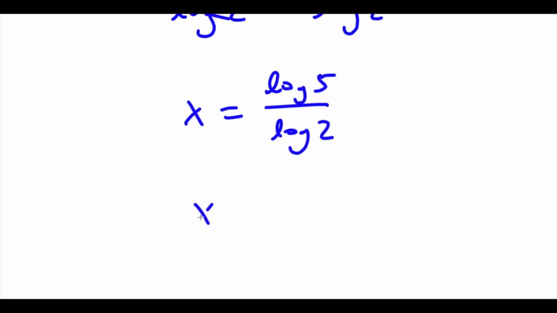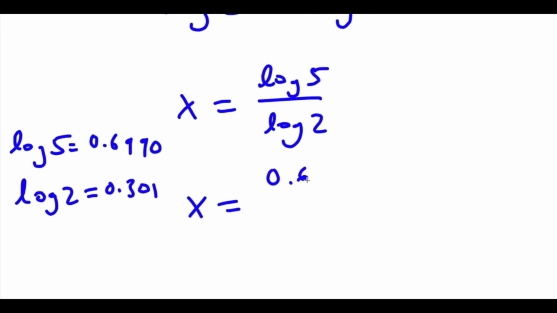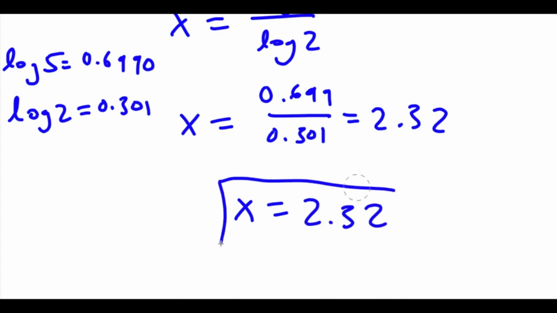Now log 5 is equal to 0.6990, and log 2, this is equal to 0.301. So now I have 0.699 over 0.301, and so this is equal to 2.32. So x is equal to 2.32. So this is our answer.